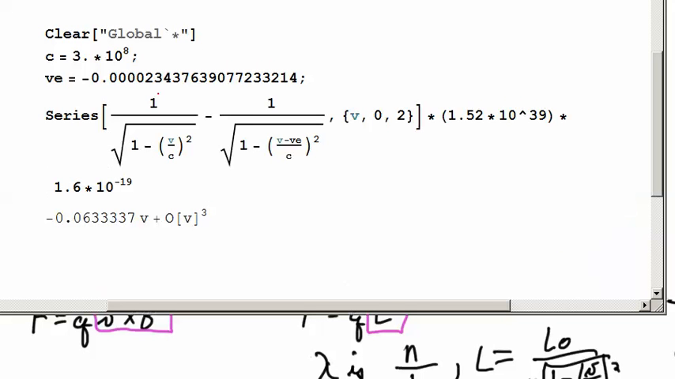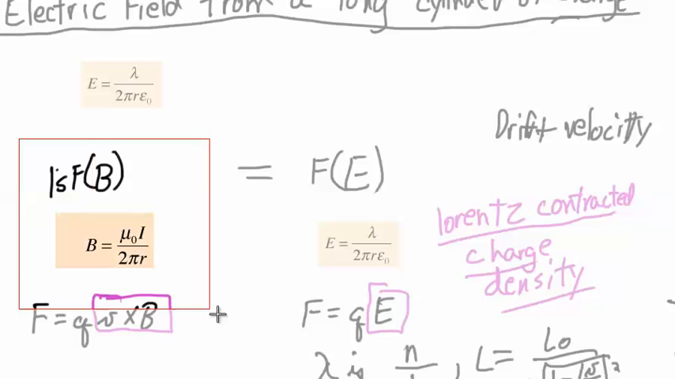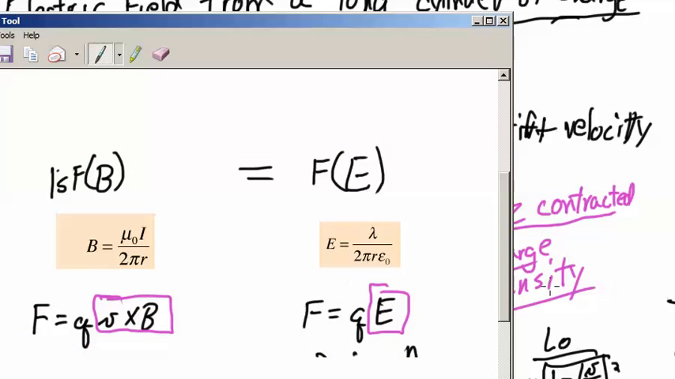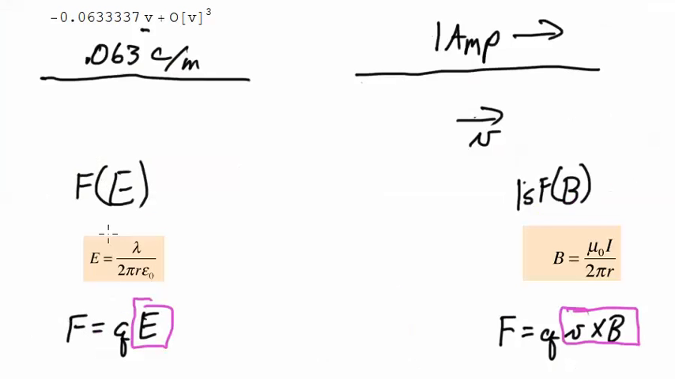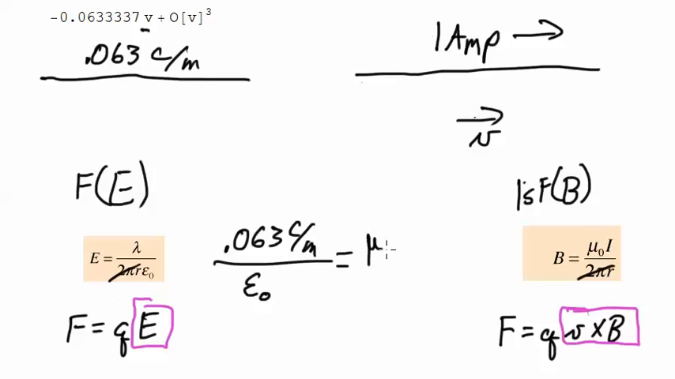And so we come back to the question, is F of B the same as F of E? And we can shorten that by dividing out this 2 pi r, and our question is 0.063 coulombs per meter divided by epsilon naught equal to mu sub naught times our current, 1 amp.